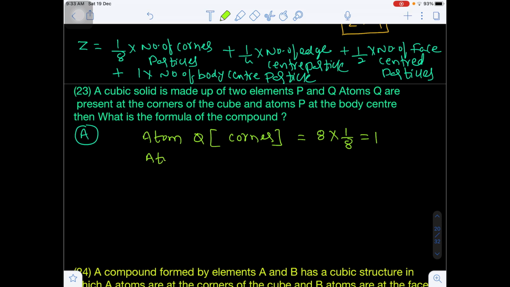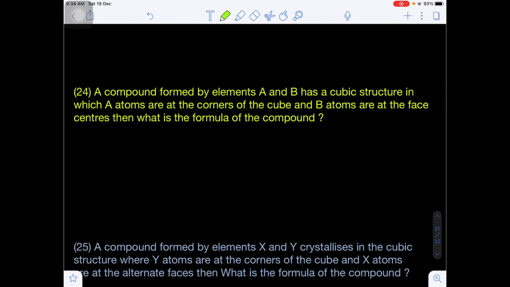Okay. Now come to the location of atom P. Atom P will be present at where? Body center. We know in body center only one particle will be present and its contribution is also 100%. So overall you have one P atom and one Q atom. So overall what is the empirical formula of a unit cell? PQ. Okay.